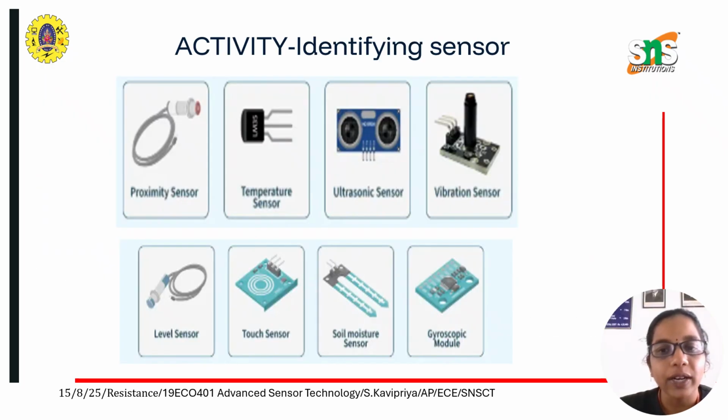Next is an activity based on sensors. We have to identify the sensor based on the picture. It is a visual activity. The first one is a proximity sensor, the second is a temperature sensor, the third is an ultrasonic sensor, the fourth is a vibration sensor, the fifth is a level sensor, the sixth is a touch sensor, the seventh is a moisture sensor, and the eighth is a gyroscopic module.